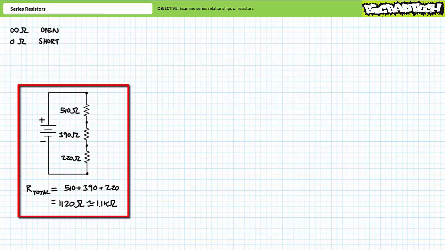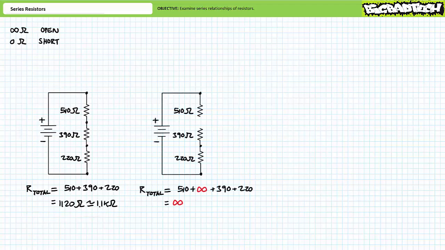Consider the series combination of a 510, 390, and a 220 ohm resistor. Ordinarily, this circuit would have a total resistance of 1,120, or roughly 1.1 kiloohms. If, however, there existed a gaping hole between the first two resistors, the total resistance of this series path is now infinite. This is an open circuit through which no current can flow. Due to the inclusion of the open, the source effectively sees an infinite resistance because no conductive path exists.